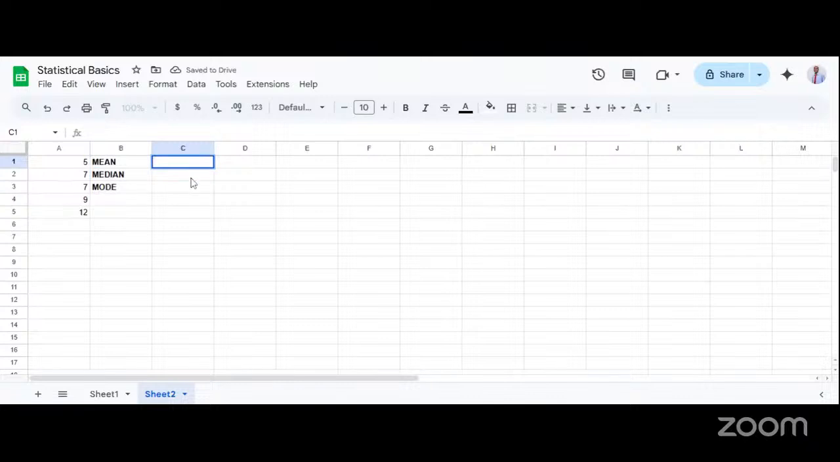I want you to unmute your mic, then give me an instruction on how to get the mean for this data set. Then anybody can contribute for the median and also for the mode.